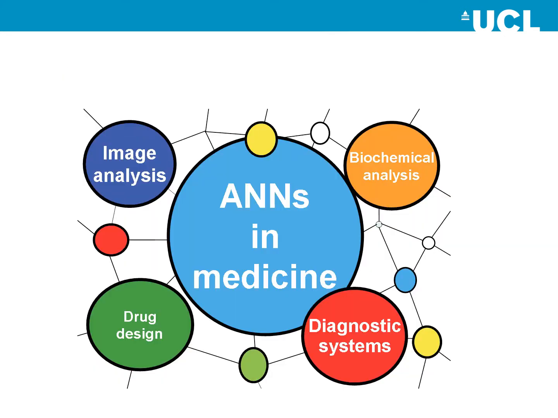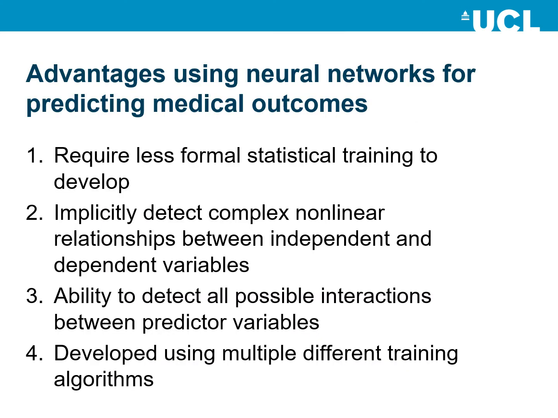Artificial neural networks in medicine have been applied in different areas such as image analysis, drug design, diagnostic systems, or biochemical analysis. The following advantages can be associated with neural networks for predicting medical outcomes. They require less formal statistical training to develop. They can implicitly detect complex nonlinear relationships between independent and dependent variables. They are able to detect all possible interactions between predictor variables, and they can be developed using multiple different training algorithms.